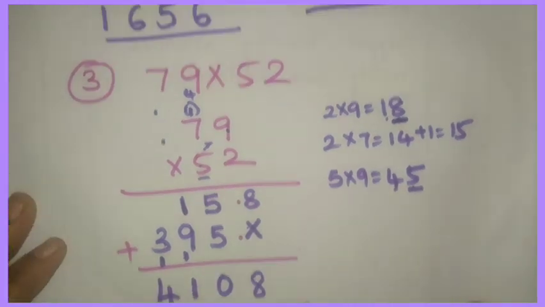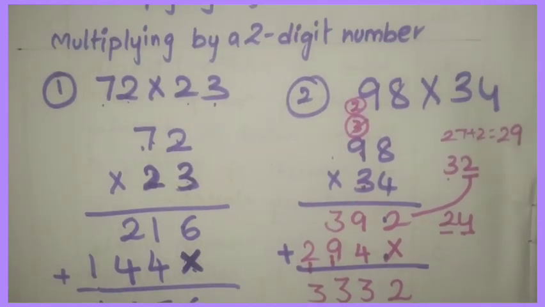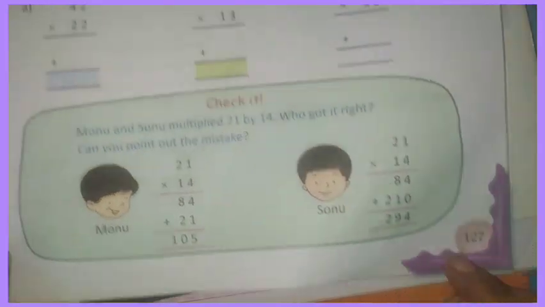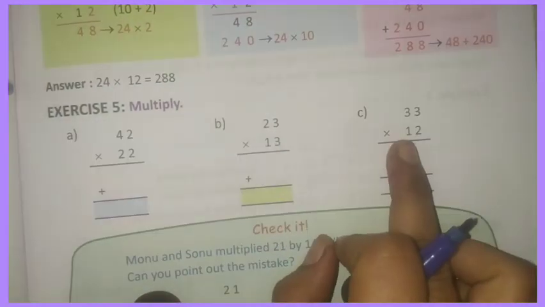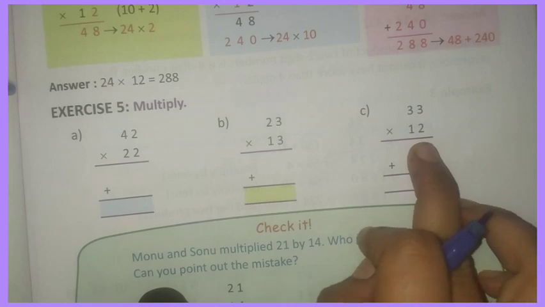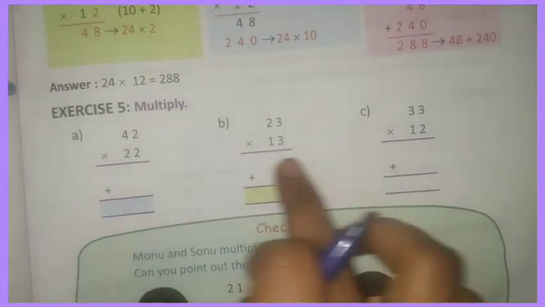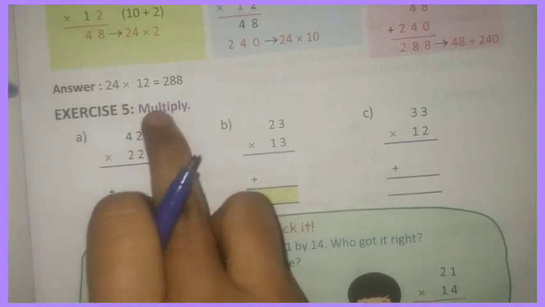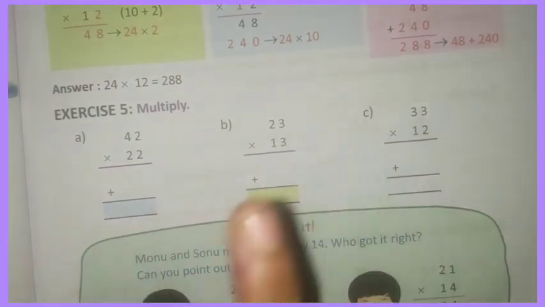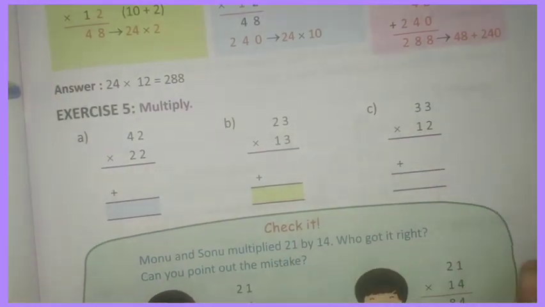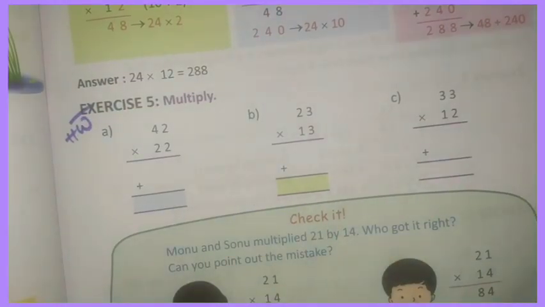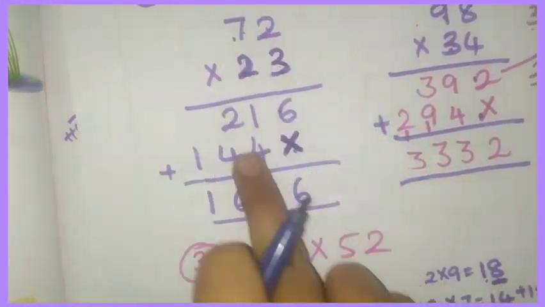Like this you have to do multiplying by a 2-digit number. Look here children, in the textbook page number 127, A, B, C are given. Look, 42 into 22, 23 into 13, 33 into 12. These all are multiplying without regrouping, means here you will not get any carries. Do this in the textbook and you can write this in fair notes. This is homework.